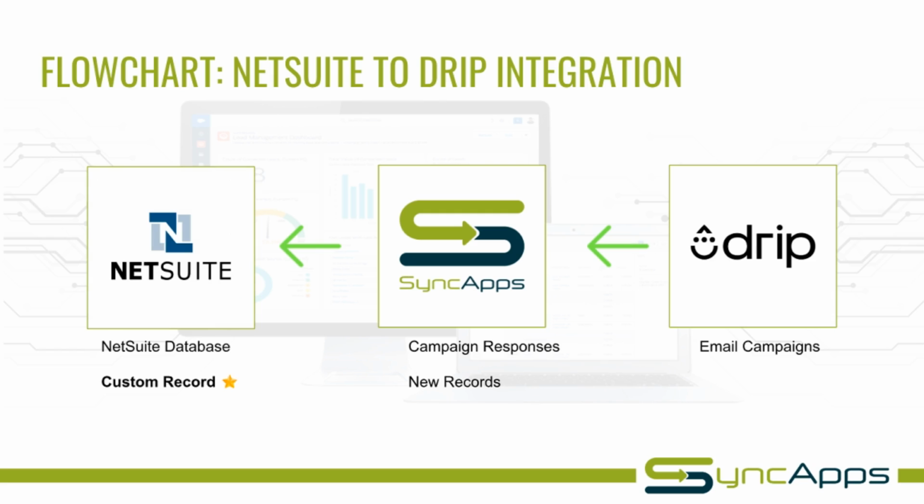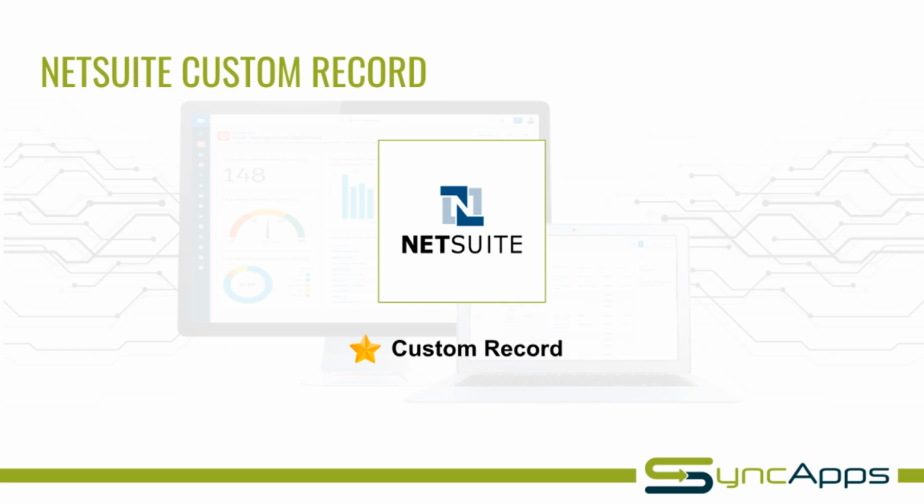So in here I have specifically bolded the custom record. I want that to be fully understood by our subscribers. So for the NetSuite custom record, SyncApps automatically syncs your campaign responses to a NetSuite custom record. What this does is your sales team could then analyze your custom record in NetSuite, and with that they could create reports, they could create triggers, all in NetSuite to close more deals and potentially increase your sales for your business.